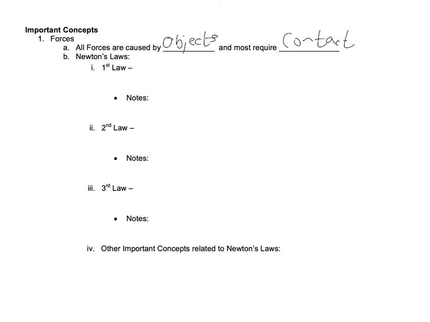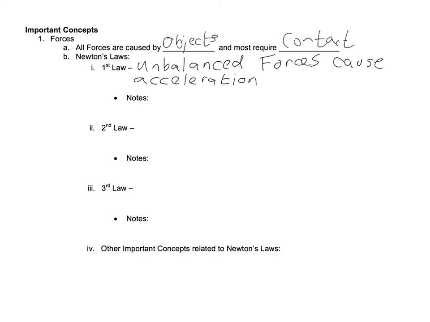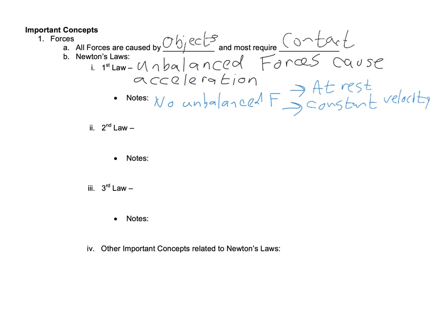Moving on here to Newton's first law. So the first law tells us that unbalanced forces cause acceleration. That's the key idea. Balanced forces mean no acceleration, unbalanced forces cause acceleration. That is really what Newton's first law is. So if we have a situation with no unbalanced forces, that means our object is either at rest and will remain at rest, or our object is moving with a constant velocity and it will maintain that constant velocity because there are no unbalanced forces in order to cause it to change its motion.